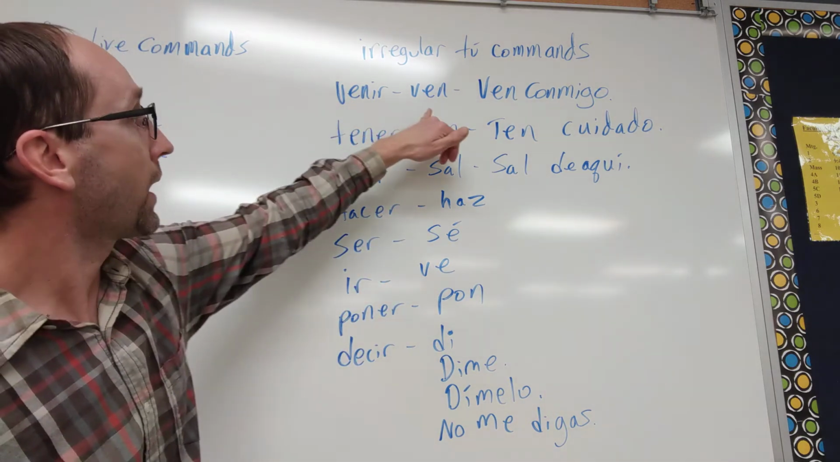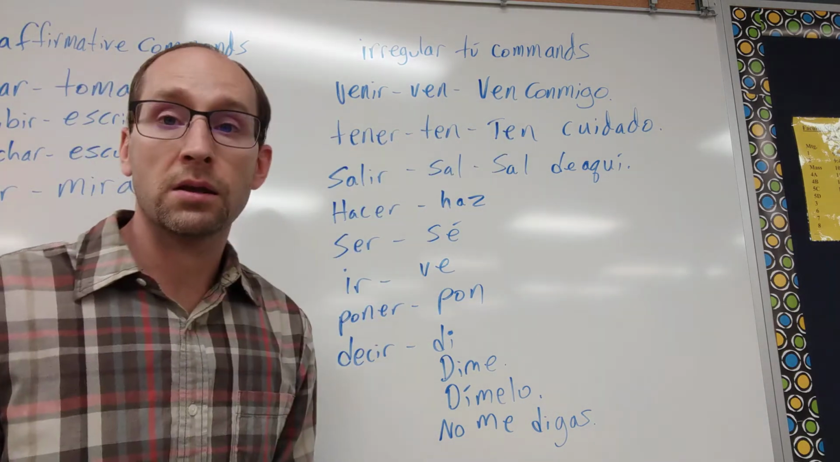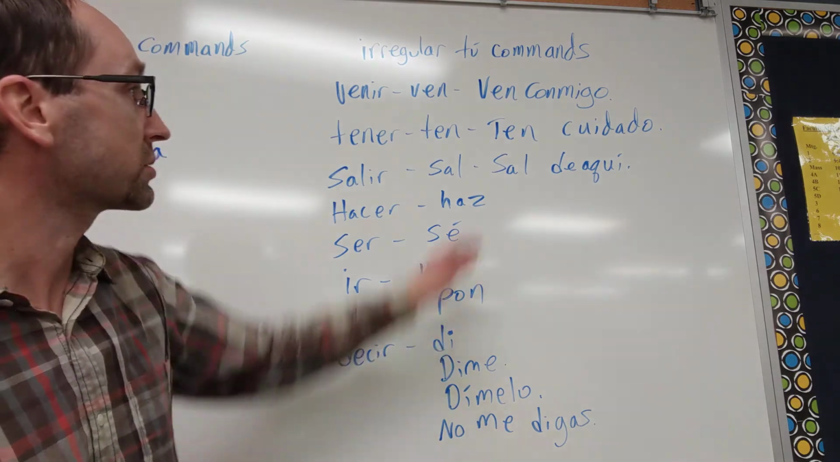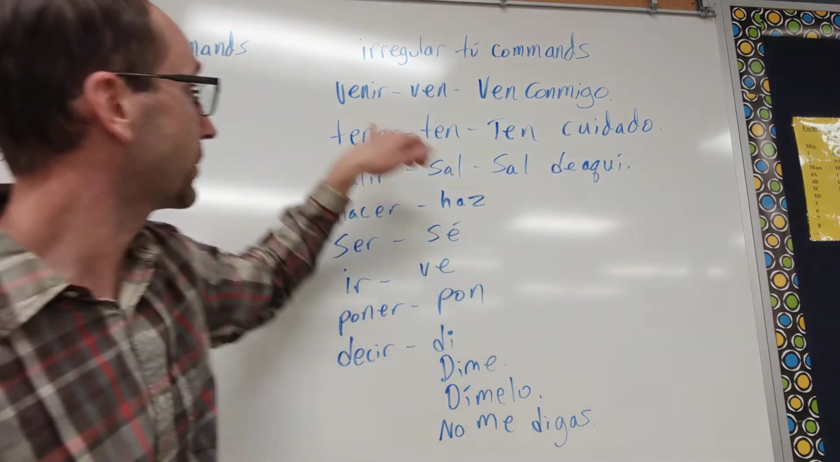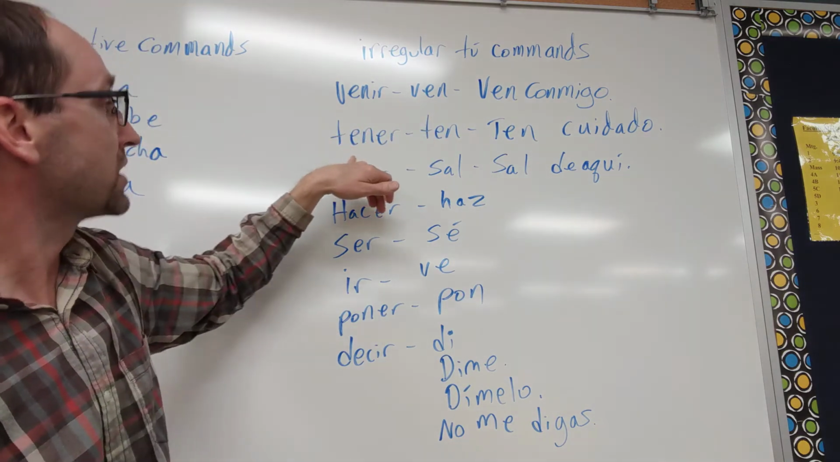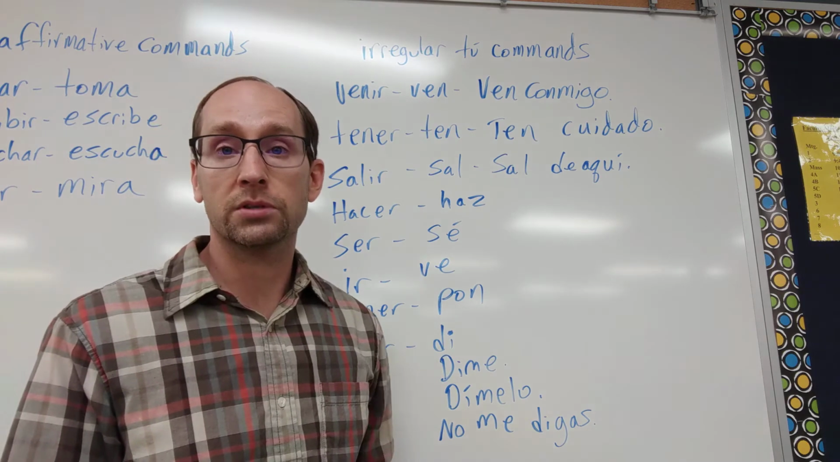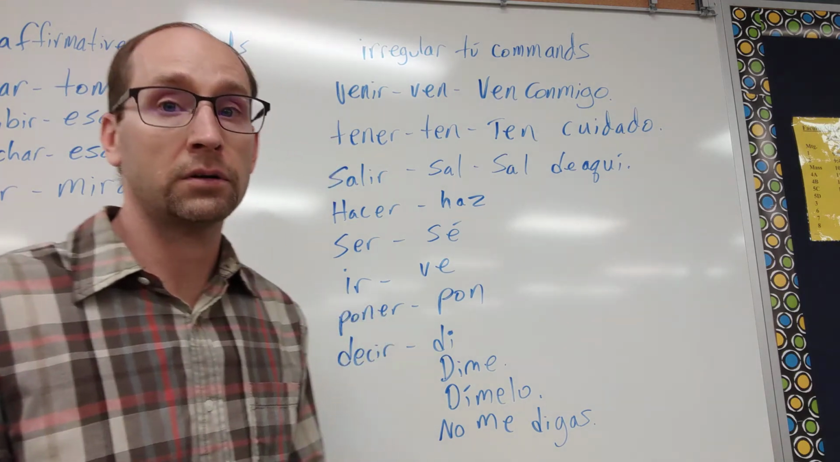Okay, so venir goes to ven. You may see a phrase like ven conmigo. That's actually a typical name for a textbook. It's called Ven conmigo, which means come with me. So venir goes to ven. Tener goes to ten. A typical phrase might be ten cuidado, which is have caution or be careful.